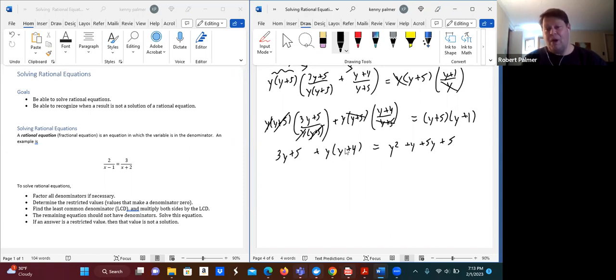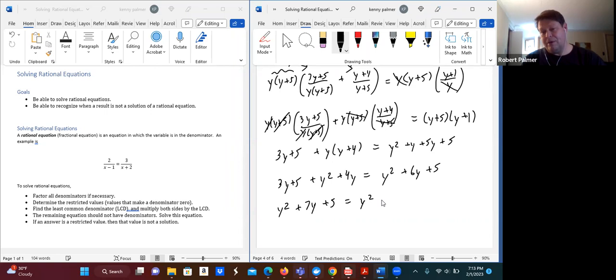On this side, distribute the y here. So 3y plus 5 plus, and then we have y times y, which is y squared, then plus y times positive 4, which is plus 4y, is equal to, then we combine like terms over here. These are like terms, so plus y and 5y becomes plus 6y plus 5. We combine a few more like terms on the left side, 3y and 4y. And so we're going to have y squared plus 7y plus 5 on the left, and over here, y squared plus 6y plus 5.